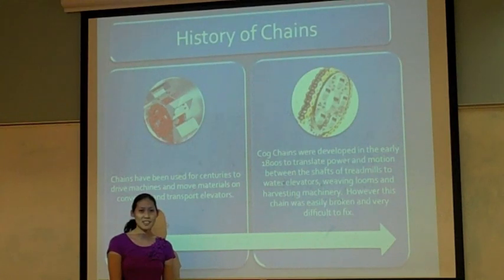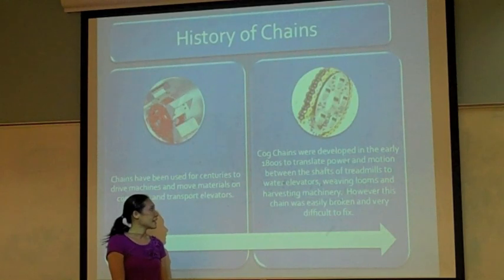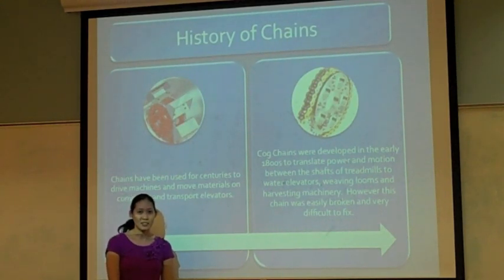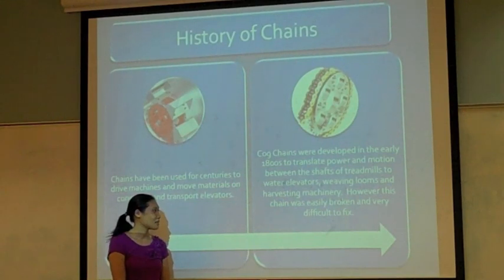Chains have been used for many centuries to drive machines and transport materials over conveyors. The first instances of this technology have been seen in the Greek and Chinese cultures, in which they were used for weaponry and clock making. In the 1800s, the industrial age, cog chains were developed for power transmission, transportation, and agricultural applications. However, these chains were easily broken and very difficult to fix.